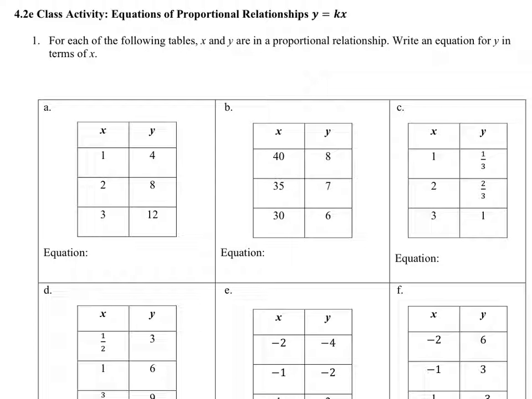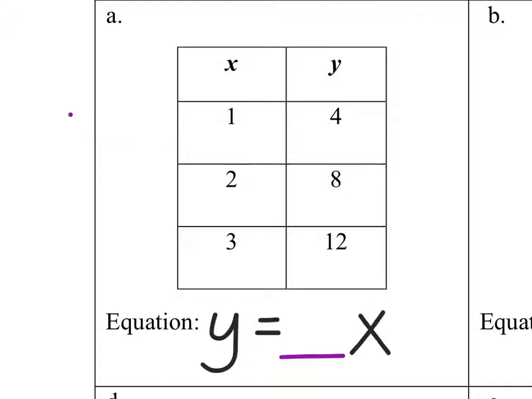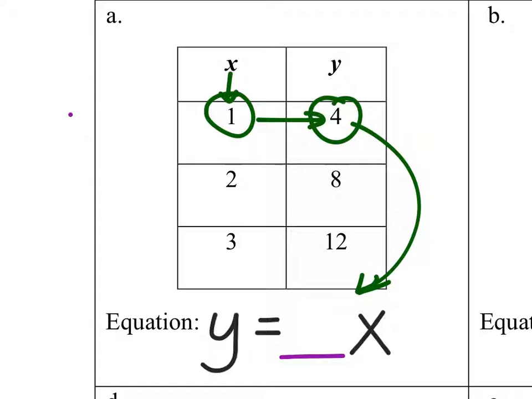So for each of the following tables, x and y are in proportional relationships. Write an equation for y in terms of x. So what that means is that all of these should be written in this form: y equals some coefficient times the x. We just got to figure out what the coefficient is, okay? So for A, right here, the x is 1, and then the y value is the coefficient, therefore I'm just going to replace the coefficient with 4. That is all.